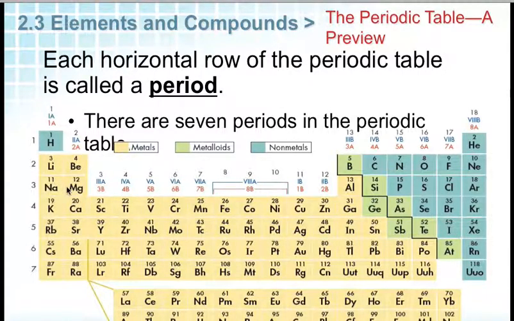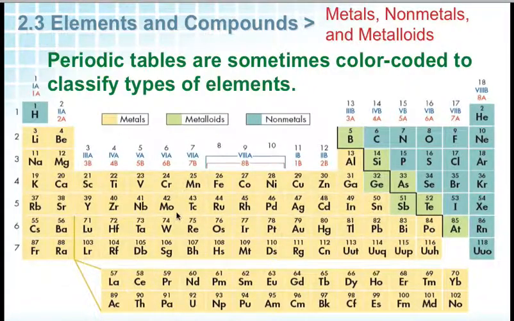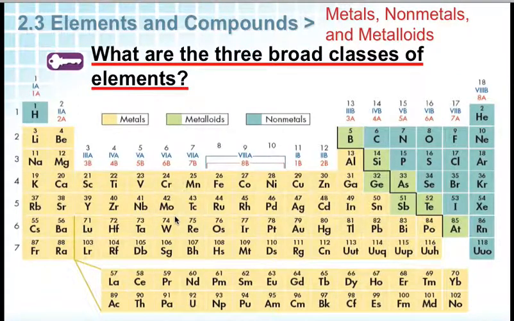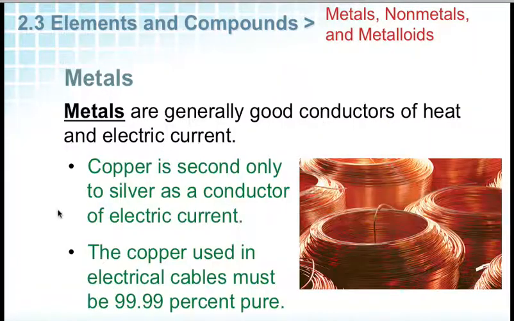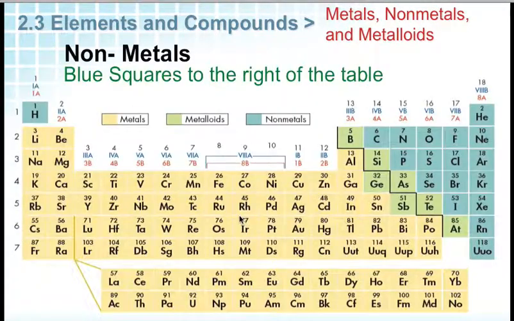So if groups and families are the columns, then periods are the rows. There are 7 periods, hence the name periodic table. Okay. And then there are 3 classes of elements that you're going to need to know. Okay, the first one are the metals. Metals are usually good conductors of heat and electricity. They're usually solid at room temperature with the exception of mercury, Hg, right here. And they're usually found, I shouldn't say usually, they are found on the left side of the periodic table. Okay, so you can read a little bit about metals.